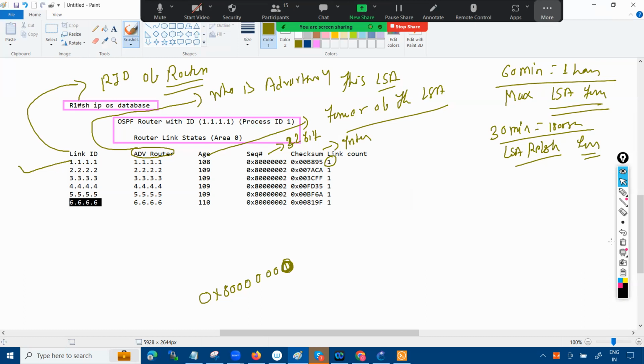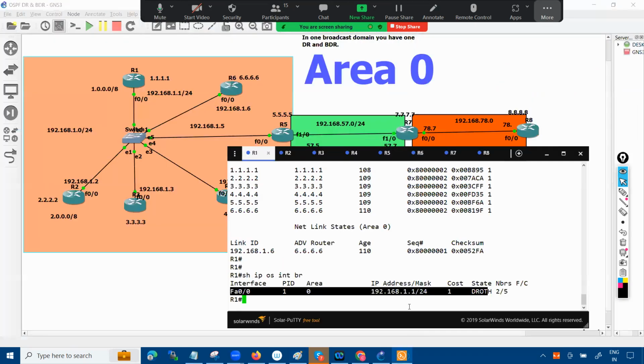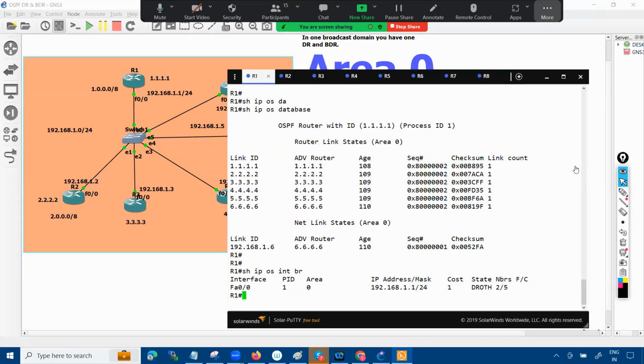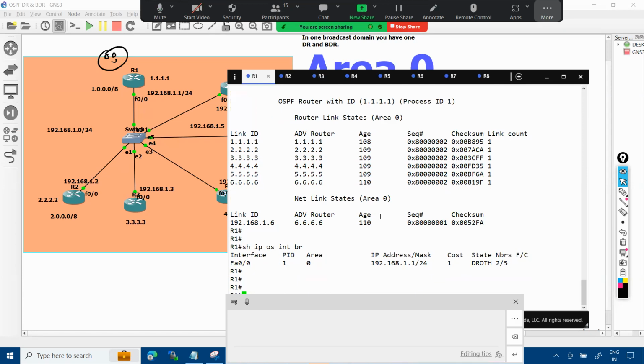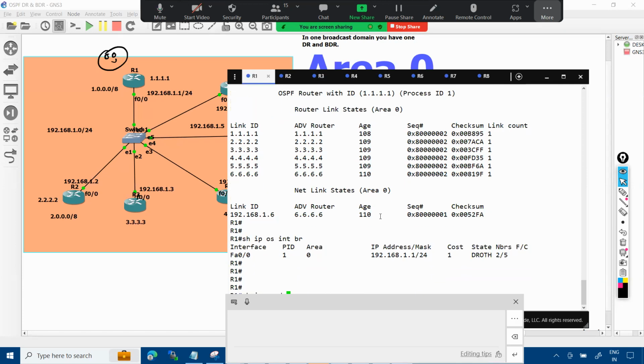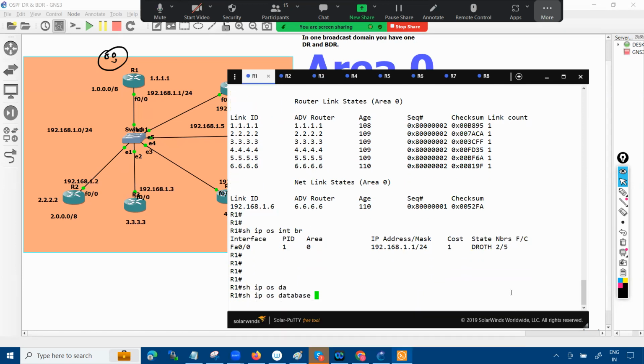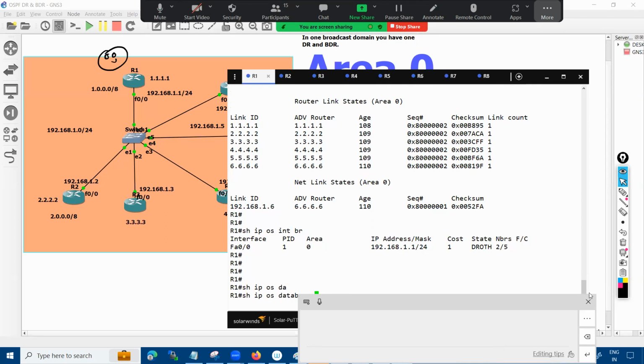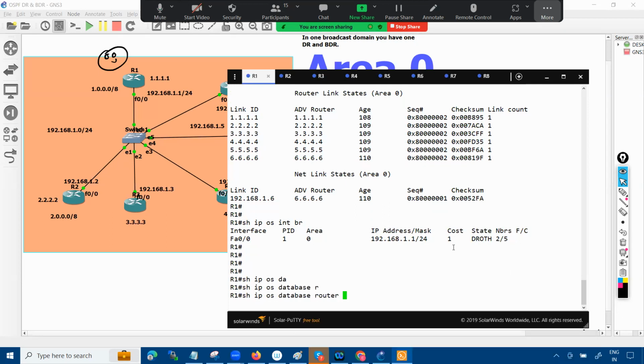If you go on router number 1 and look at the detailed information, now understand the concept. You are sitting on router number 1, and you can check the detailed information of any router. How? Put the command show IP OSPF database router. If you put the keyword router there, it will show you the detailed information about the router LSA.